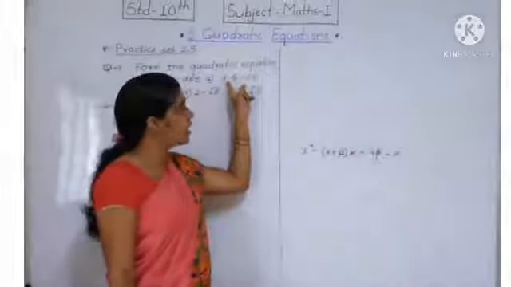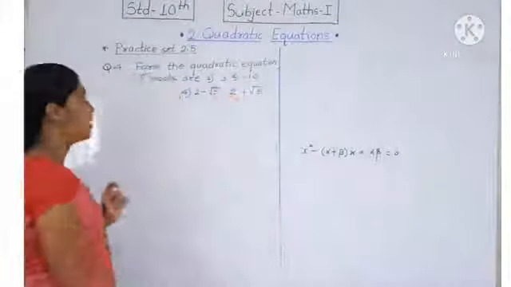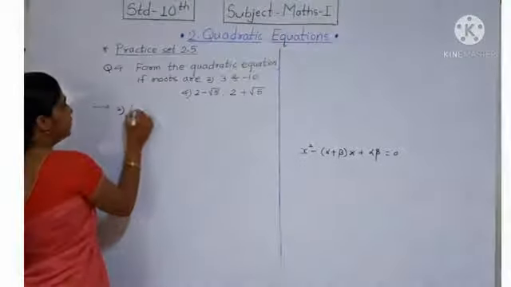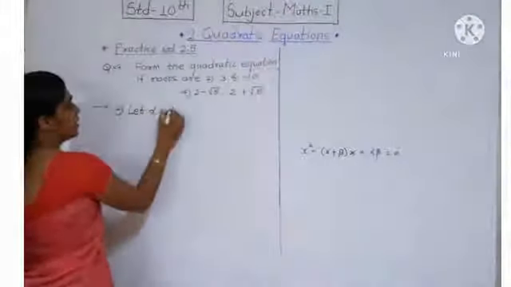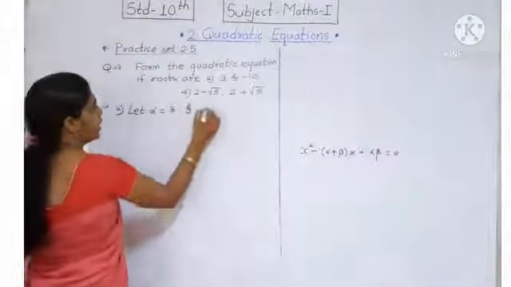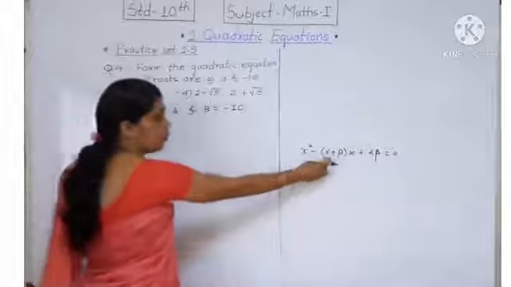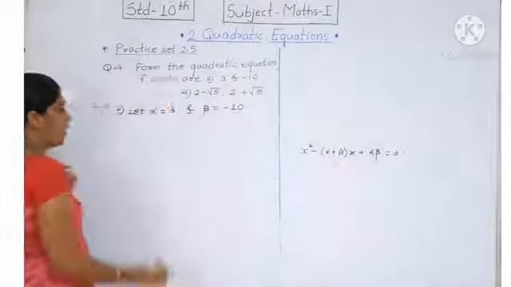You take 3 as alpha and minus 10 as beta. So let me solve for 7. Let alpha be equal to 3 and beta be equal to minus 10. In the formula we want alpha plus beta and alpha into beta.